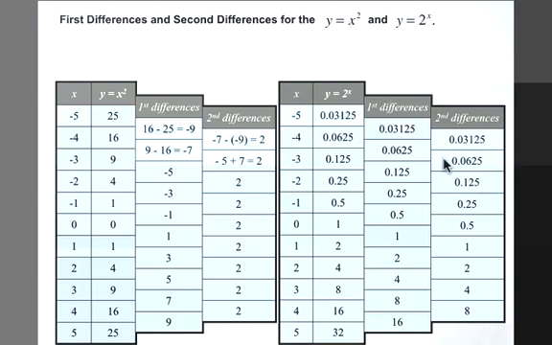This means that unlike the quadratic function, the exponential function does not have a constant second difference. Looking here, the quadratic function has a constant second difference of 2. But in the exponential function, the second differences are not constant, but rather the ratio is constant. So each one of these is half of the previous. So 16, half of it is 8. Half of 8 is 4. Half of 4 is 2. So the ratios between the first differences are constant.